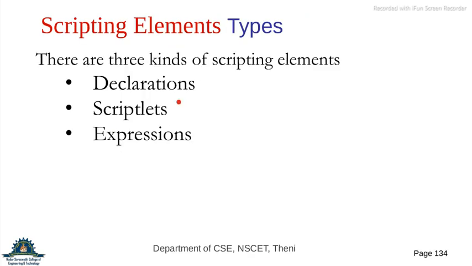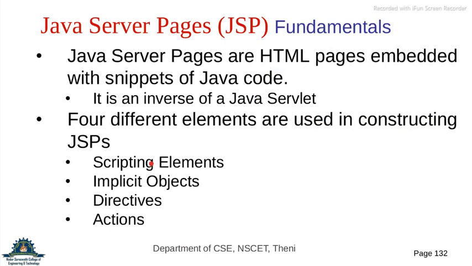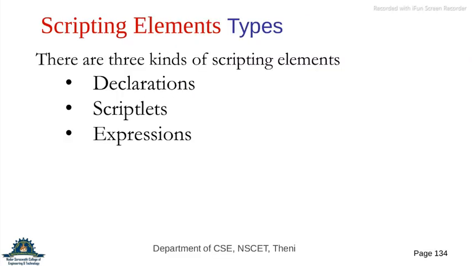Okay, so like I said, before entering into the content, let us learn what a declaration is. These are the scripting elements. Before moving to the architecture, I told you we have to learn about scripting elements, implicit objects, directives, and actions. In that, we are moving to the first one, called scripting elements. Scripting elements are classified into three. One thing is called declaration.